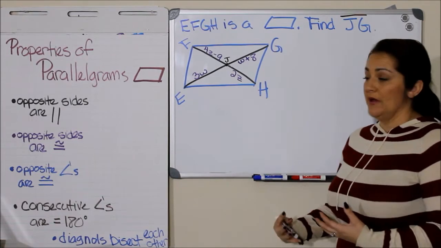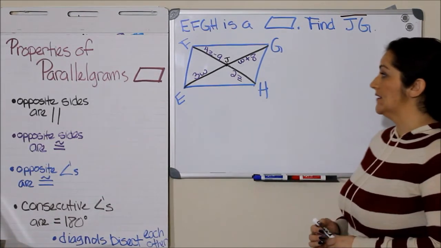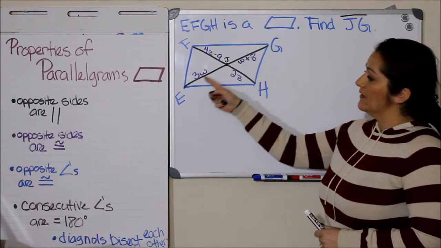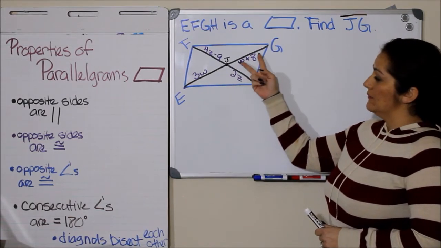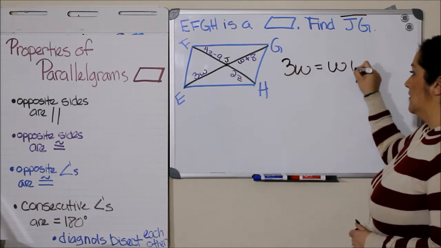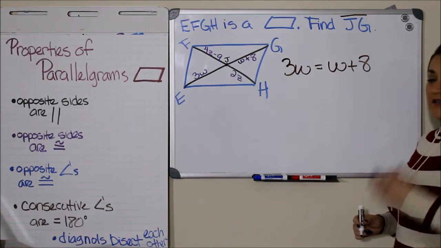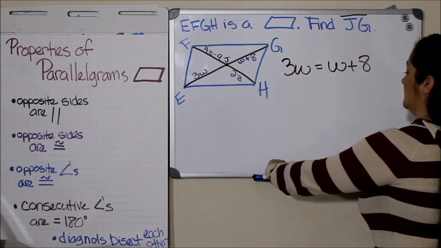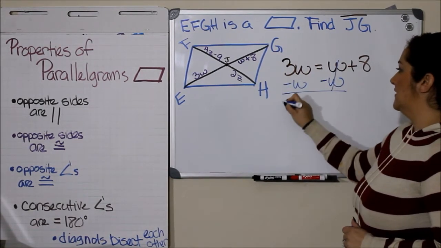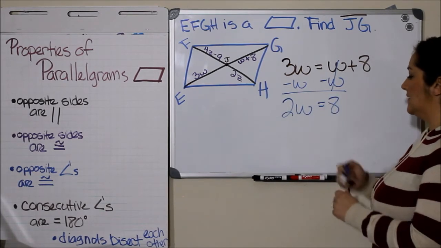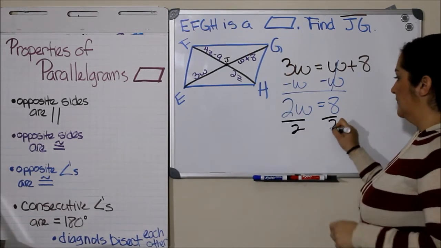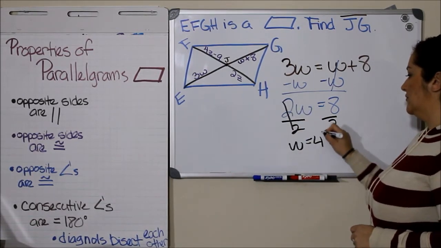Since it's telling you it's a parallelogram, I should know that the diagonals bisect each other. Since I want to find GJ, I'm going to concentrate on this diagonal here. I know that this piece should be equal to this piece, so I should be able to say that 3W is equal to W plus 8. In order to get W by itself, I am going to subtract this W from one side and put it on the other. That leaves me with 2W equals 8. The last step to get W by itself is to divide. So I get W is equal to 4.